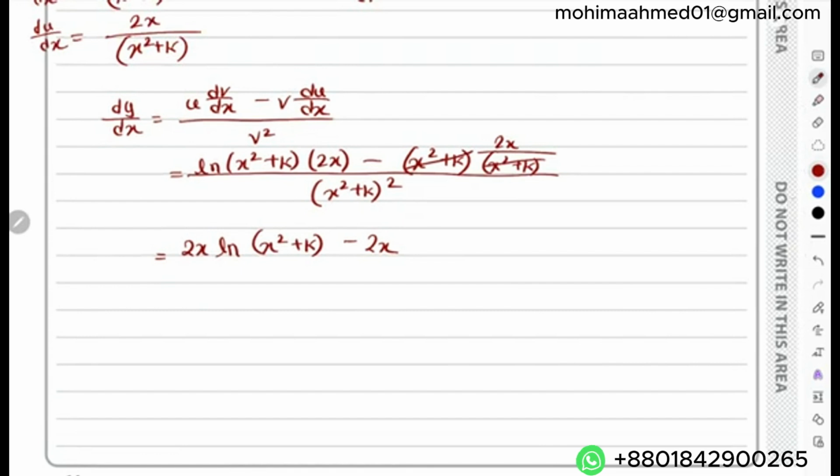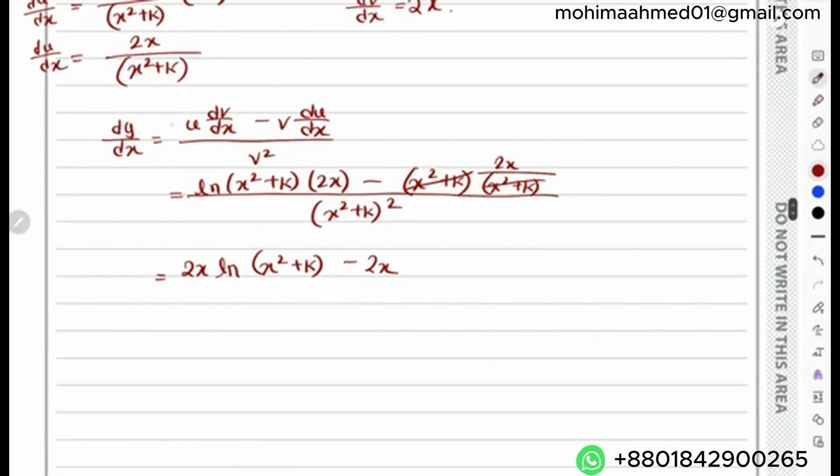Wait, sorry, I actually made a mistake. This is the format actually. So in that case, this will be positive, this will be negative. So I'll just rearrange it.